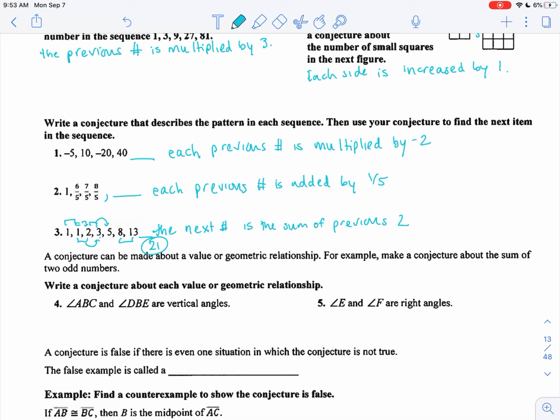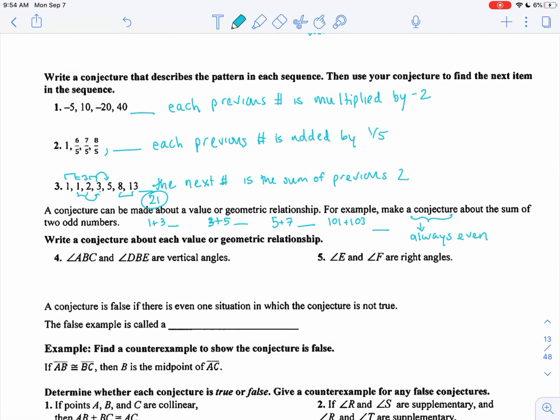So our first task is make a conjecture about the sum of 2 odd numbers. What I'd like you to do is think for a moment what happens when you add 2 numbers that are odd. So 1 plus 3, 3 plus 5. And what type of conclusion can you draw about the answer that you get each time that you add 2 numbers that are odd? 101 plus 103. Okay, so our conjecture will be that our solution always is even. And we see that after we do a few examples here. We're observing the examples to then make a conjecture.